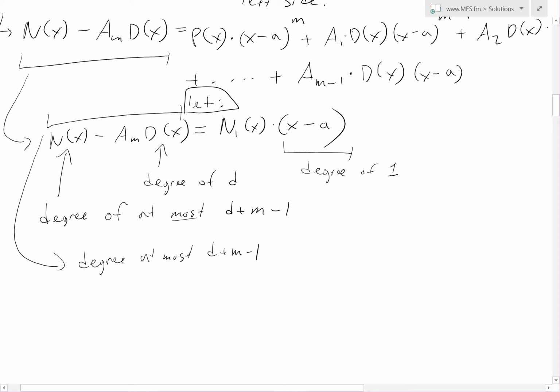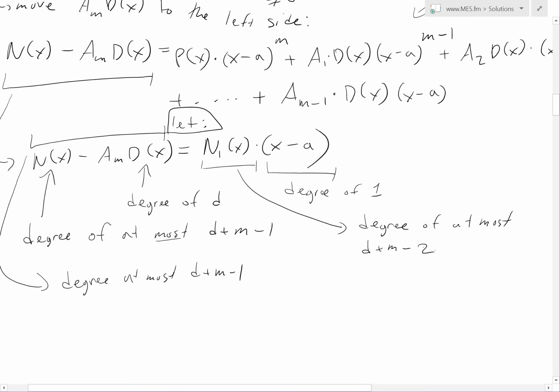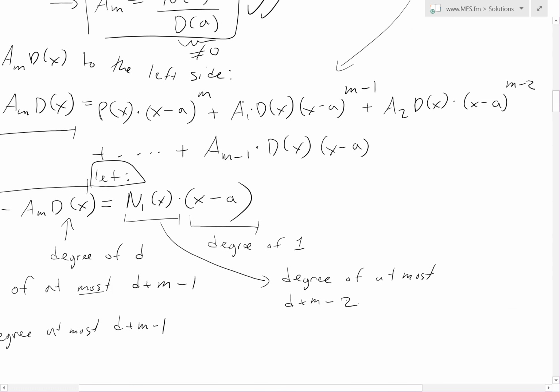So if this has degree 1, then n of x is a polynomial with a degree that we're imposing of at most, because there's a degree of 1 where we multiply it, and the whole thing has to be at most d plus m minus 1. So it has to have a degree of at most d plus m minus 2, because we are subtracting 1 from the whole degree, because we're multiplying by x minus a. And the reason we're letting it equal this is because everything here has an x minus a on the right side, and if we equate it, we can cancel an x minus a.